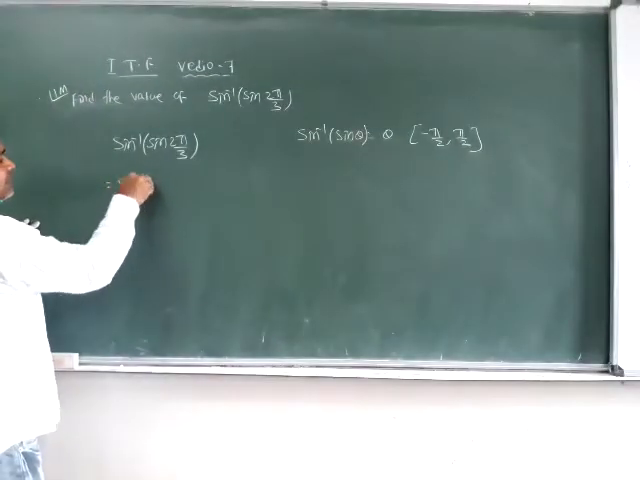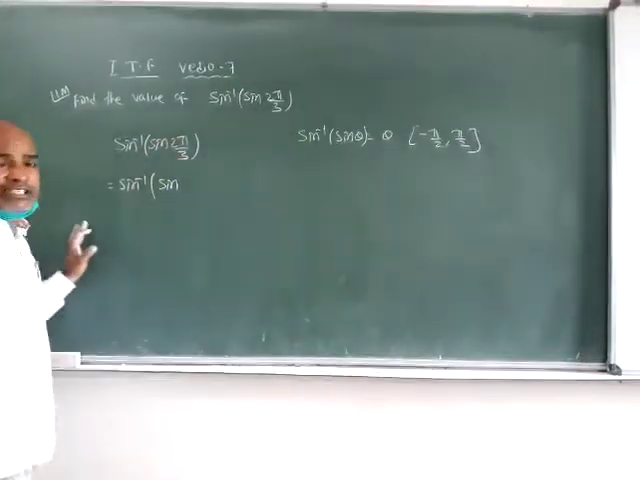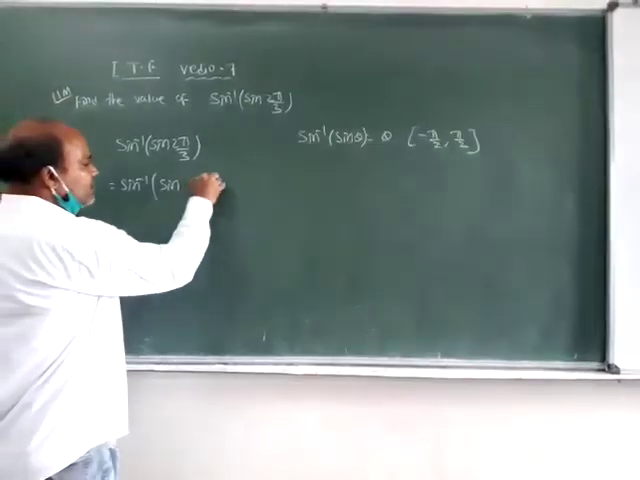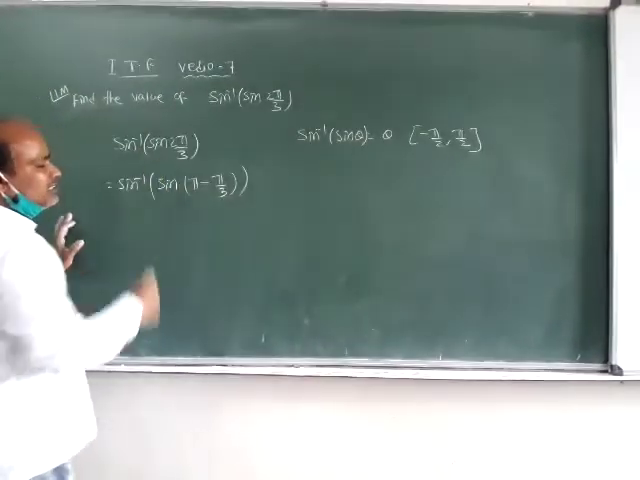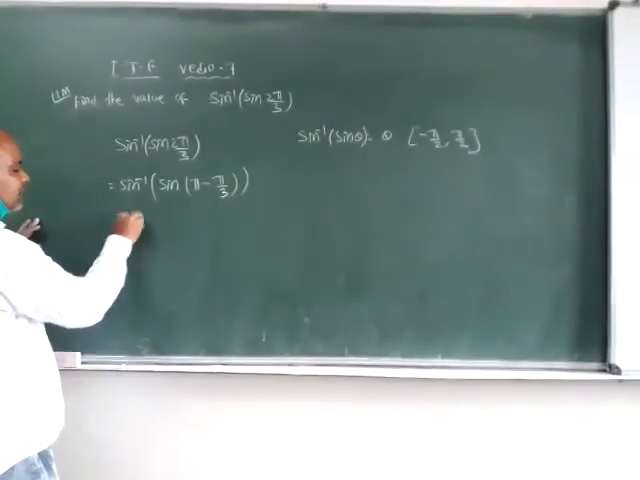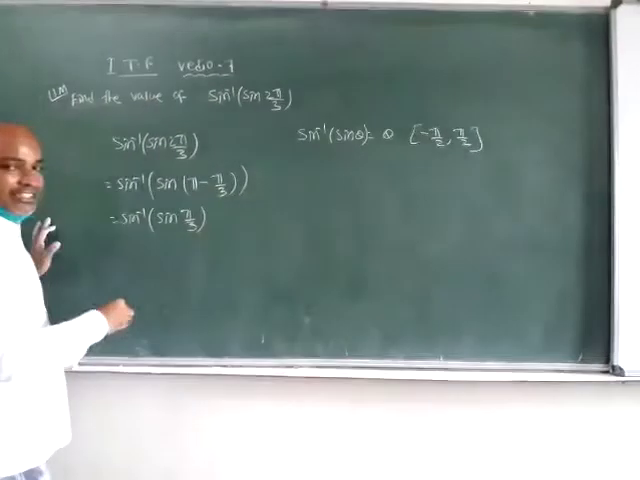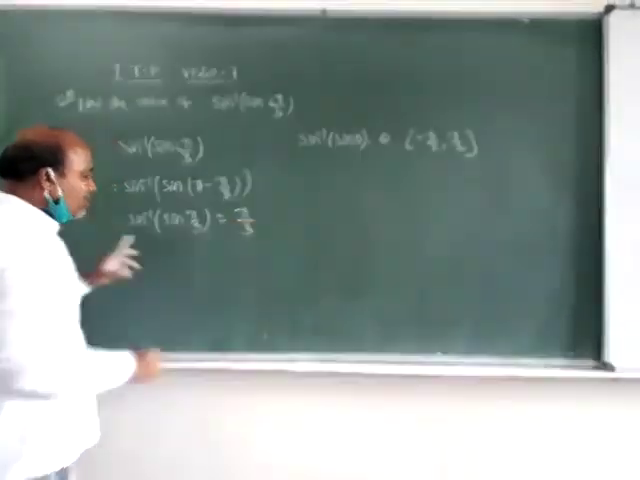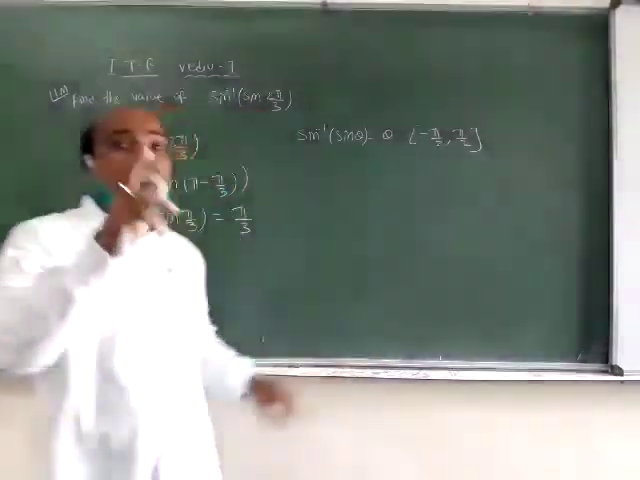How to split? See, sine inverse of sine 2 pi by 3 is nothing but you can write pi minus pi by 3. Just imagine, 3 pi minus pi, 2 pi by 3. Sine in the second quadrant is positive. So that is sine inverse of sine pi by 3. Now sine inverse of sine theta becomes theta, because pi by 3 lies between minus pi by 2 and plus pi by 2.